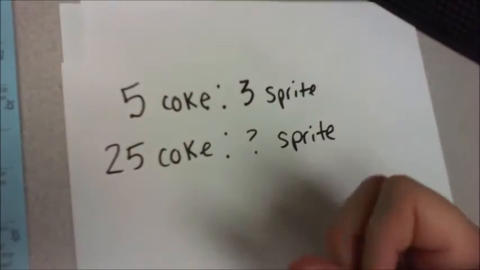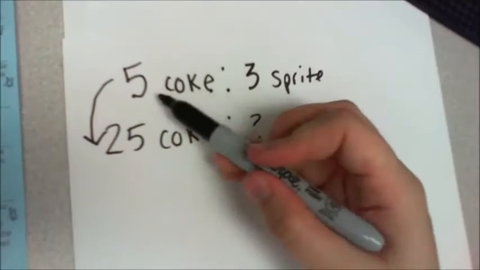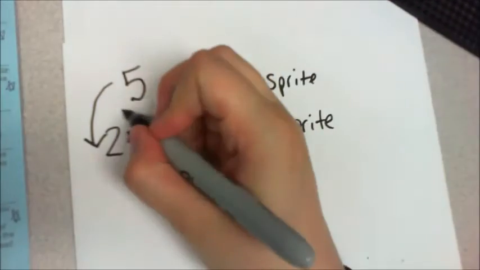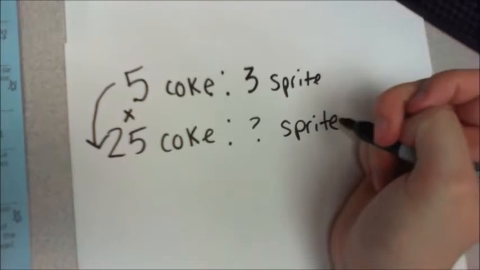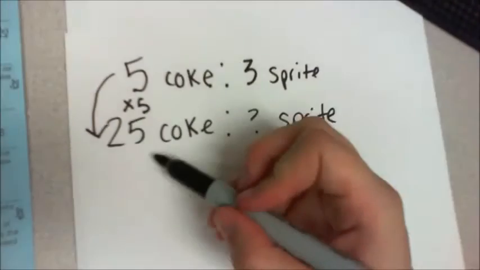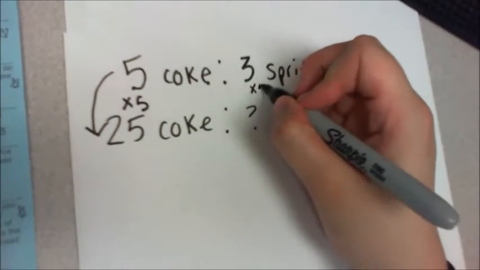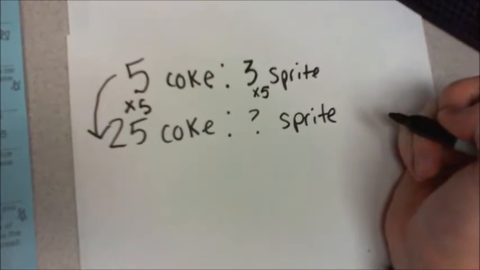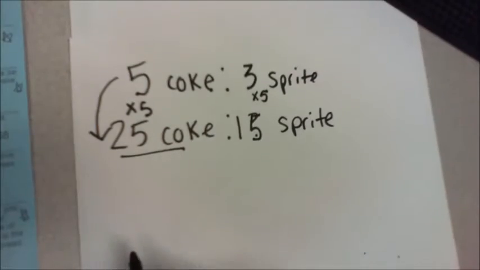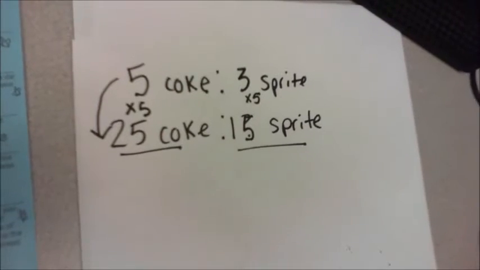Just like the problem we just did, we have to look and see how we went from 5 to 25. Notice our numbers got bigger this time, which means we had to multiply to get there. 5 times what number gives us 25? 5. Whatever I do to one side of my ratio, I must do to the other side. So 3 times 5, which is 15. So if there are 25 cans of Coke inside that cooler, there are 15 cans of Sprite.